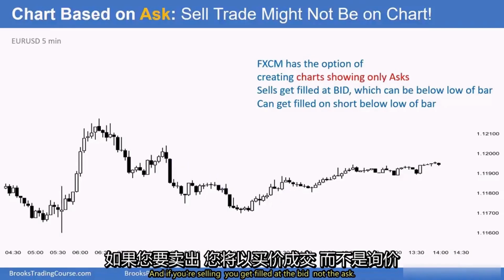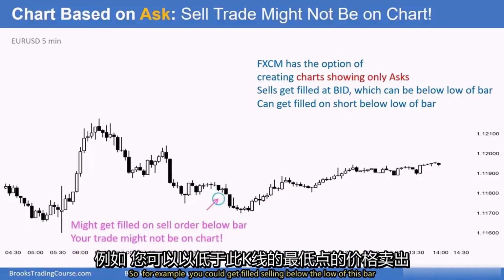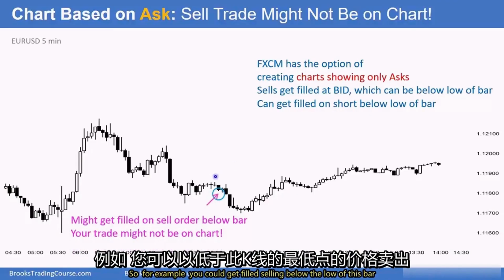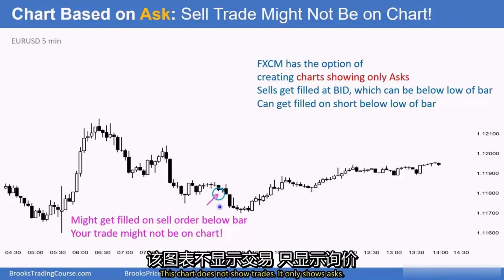And if you're selling, you get filled at the bid, not the ask. You can get filled below the low of a bar. So, for example, you could get filled selling below the low of this bar, and the bar never gets down to your price, even though the trade took place. This chart does not show trades, it only shows asks.